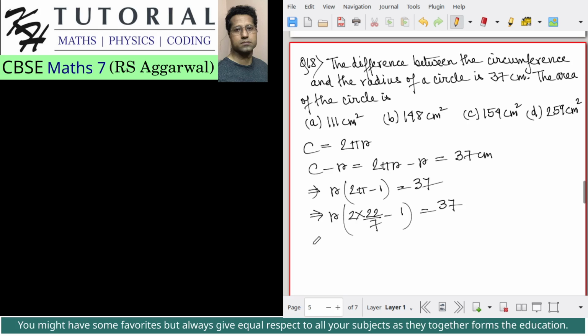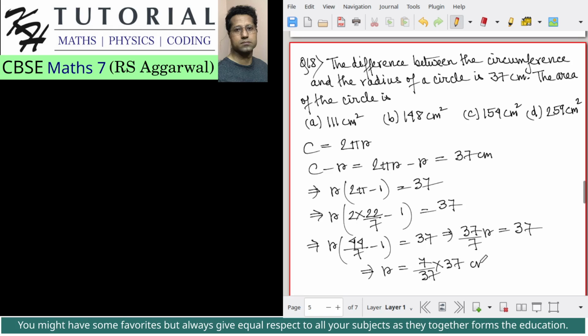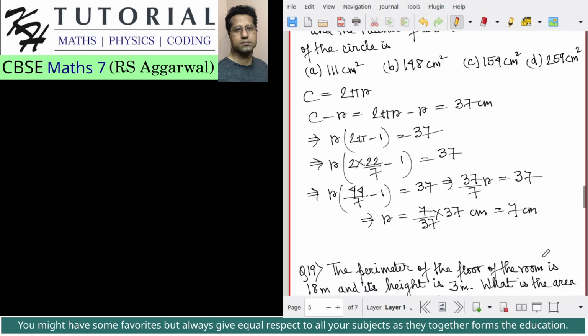Okay, let's see. So this is equal to r. Let's simplify. So this is 44 by 7 minus 1 is equal to 37. So this implies 44 by 7 minus 1 is 37 by 7. So this is 37 by 7. R is equal to 37. So this implies R is equal to 7 by 37 multiplied by 37, this much centimeter, which is equal to 7 centimeter. So the radius of the circle is 7 centimeter.